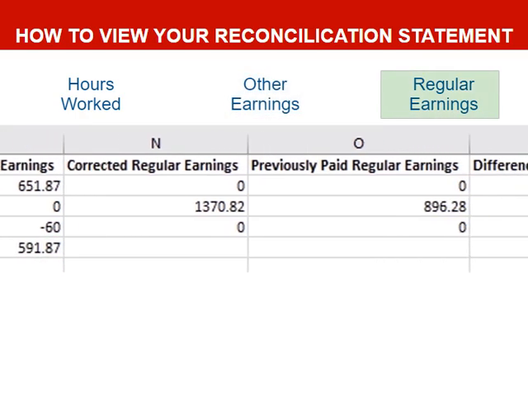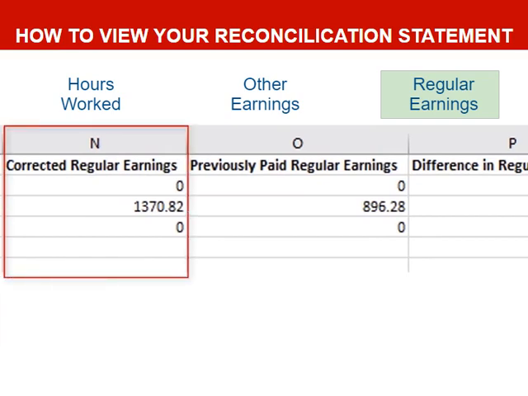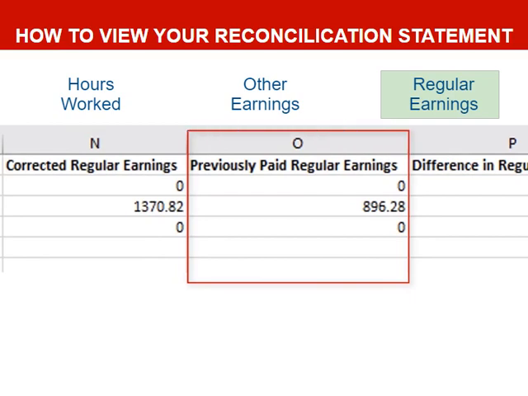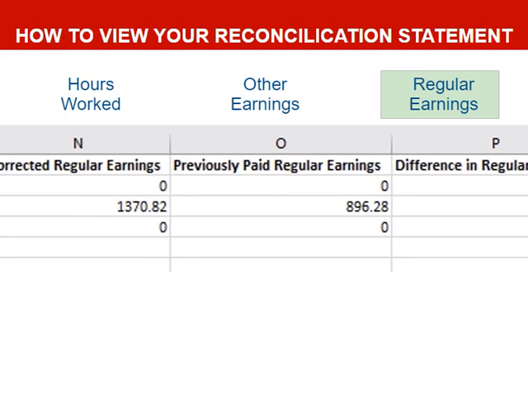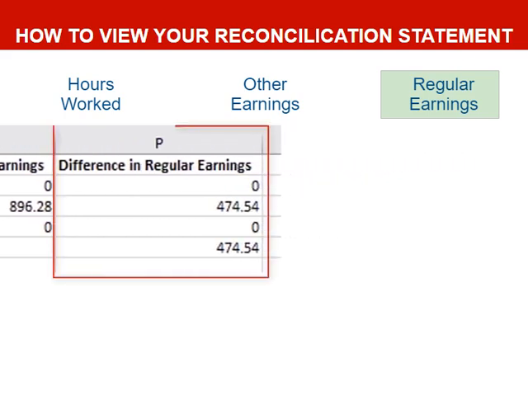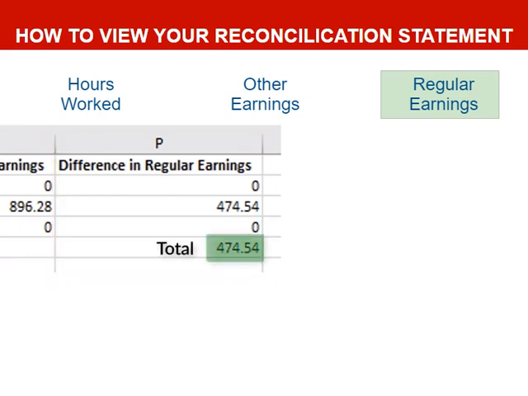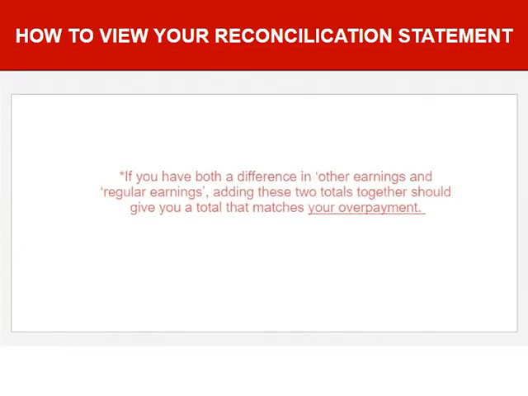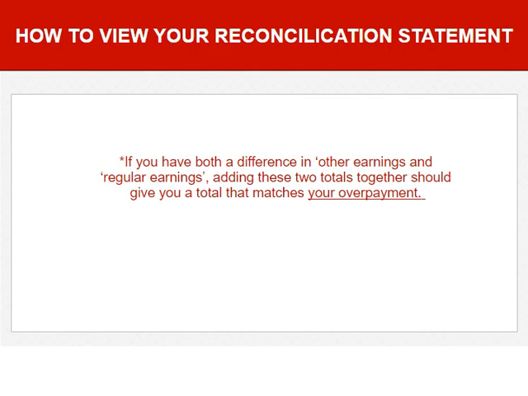Corrected regular earnings lists the dollar amount of regular earnings that were actually earned during the pay period. Previously paid regular earnings shows the regular earnings that were actually paid in previous paychecks. Difference in regular earnings lists the difference between the corrected regular earnings and the previously paid regular earnings. Again, you will see the sum of all of the differences of regular earnings in the total row. If you have both a difference in other earnings and regular earnings, adding the totals from each together should give you a total that matches your overpayment.